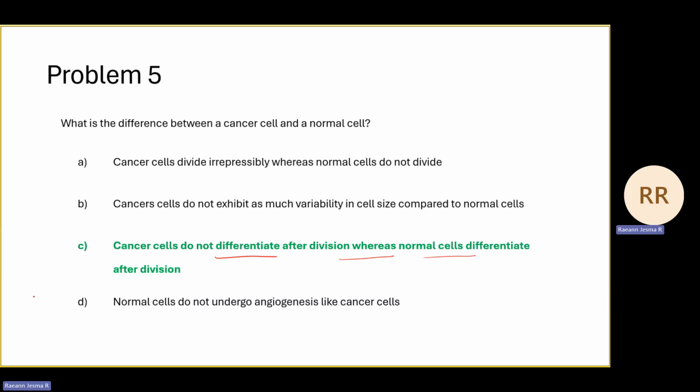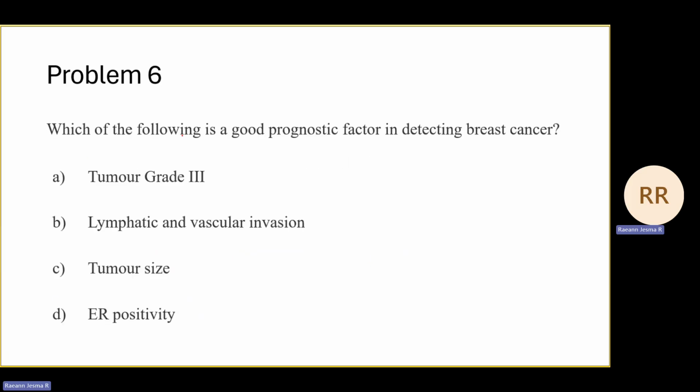Okay. So now let us move on to the next problem. Problem 6. Which of the following is a good prognostic factor in detecting breast cancer? So what is a prognostic factor? A prognostic factor is something that is used to determine whether a person is, let's say, recovering from a disease, or whether the disease is getting worse or not. So we use this to detect it before the person goes to a later, very severe stage. So that is what a prognostic factor is.